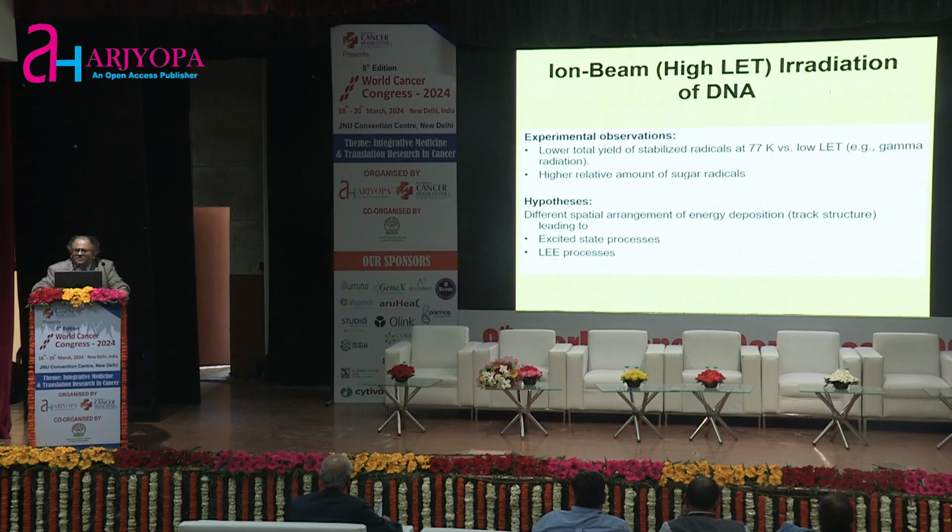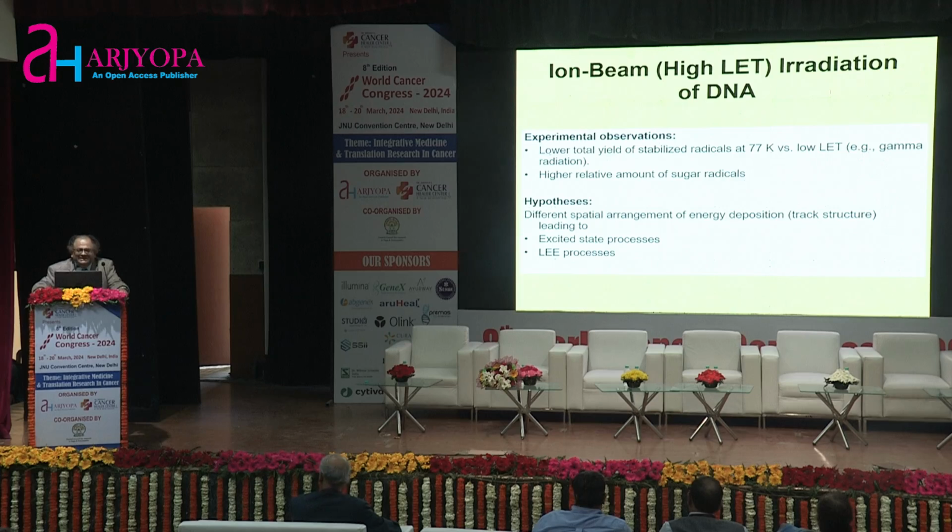So in the ion beam radiation, what we find is that the total yield of the stabilized radical is lower than the gamma radiation, which is the low LET, but the ion beam radiation leads to the higher relative amount of the backbone radical formation. And we have two hypotheses to account for this.